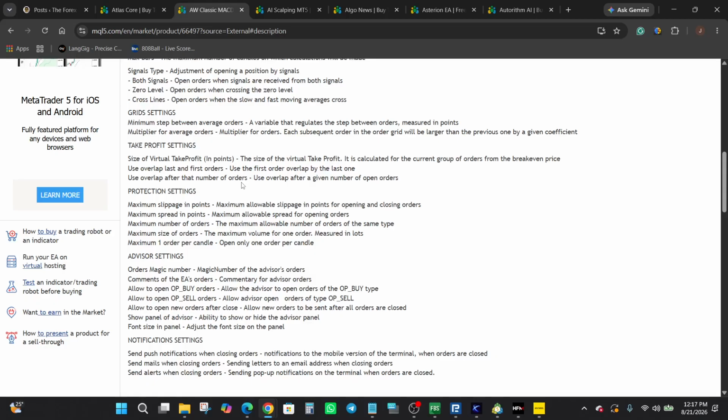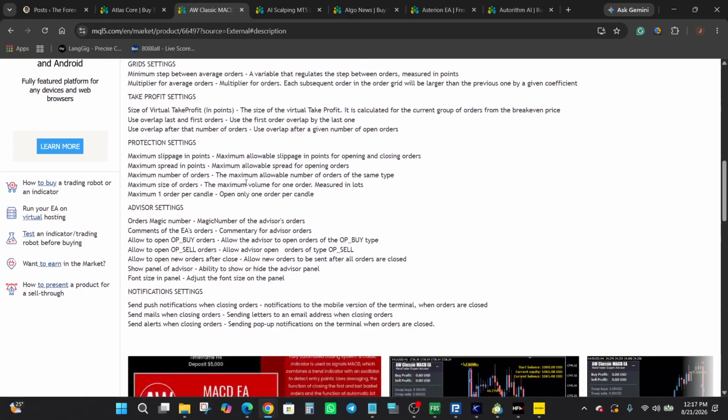All right, and then we have the protection settings, which provide controls for maximum slippage, maximum spread, maximum number of orders, maximum order size, and the options to allow only one order per candle.